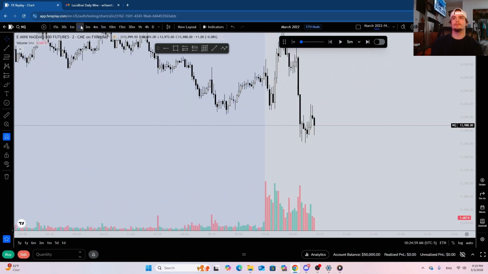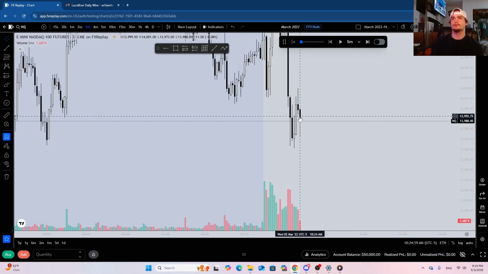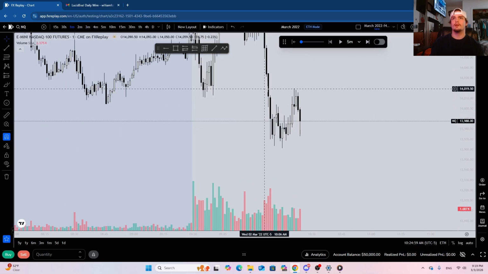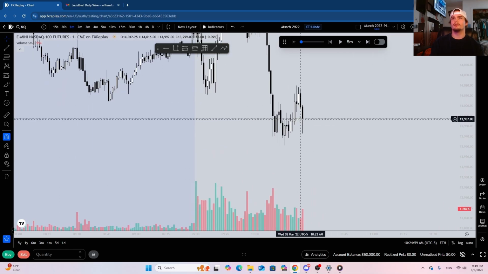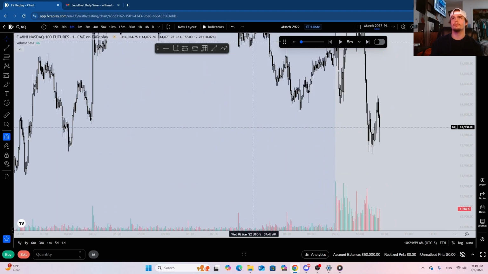So let's see if we can go down to the 2-minute. So we do get a 2-minute inverse out of that as well as a tiny 3-minute inverse right here. Now, although we did inverse this, I don't really like the fact that we closed with a wick, so I would want to wait for another candle just to confirm. Okay. Let's go down to the 1-minute time frame, see what happens.